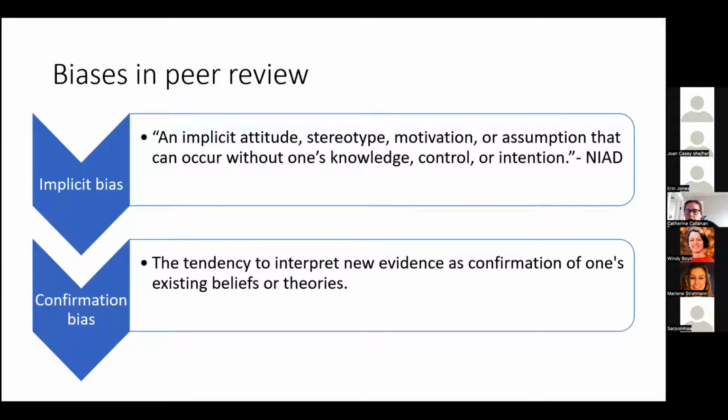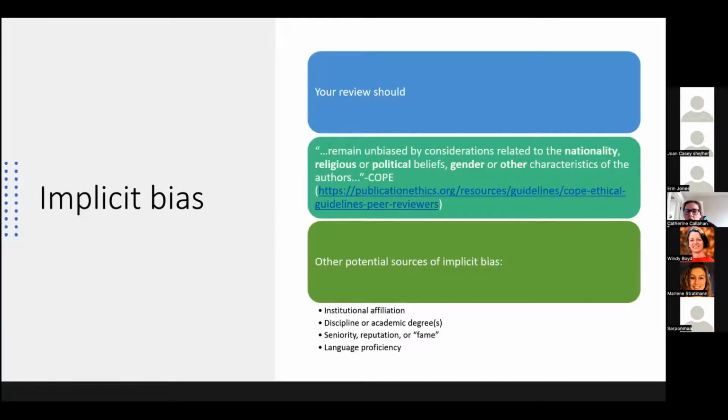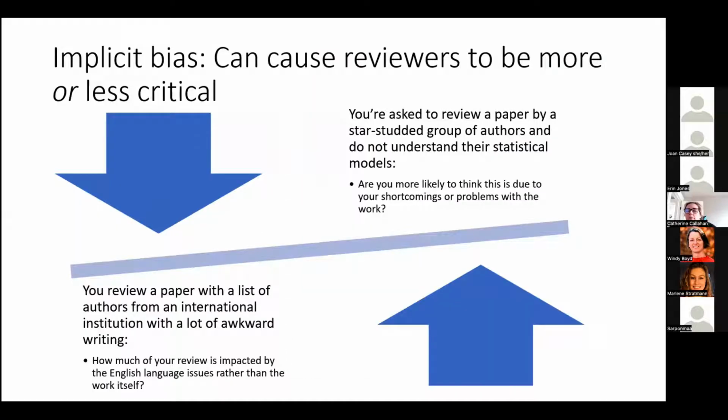So first we'll talk about implicit bias. And you should always aim to remain unbiased by considerations related to nationality, religious or political beliefs, gender, or other characteristics of the authors. Other potential sources of implicit bias could be institutional affiliation, the discipline, seniority, or language proficiency. So implicit bias could cause reviewers to be more or less critical depending on the directions of their implicit bias.